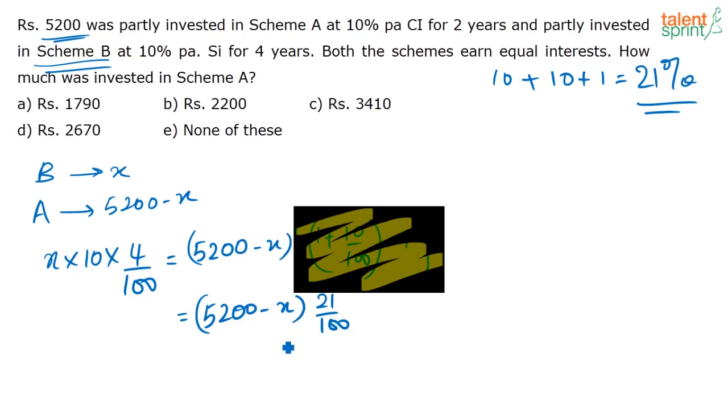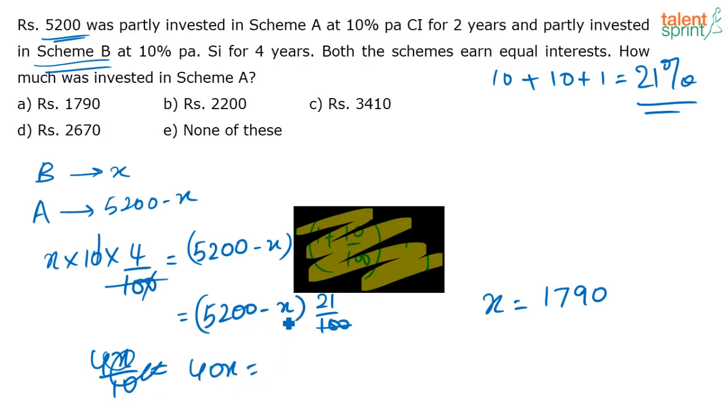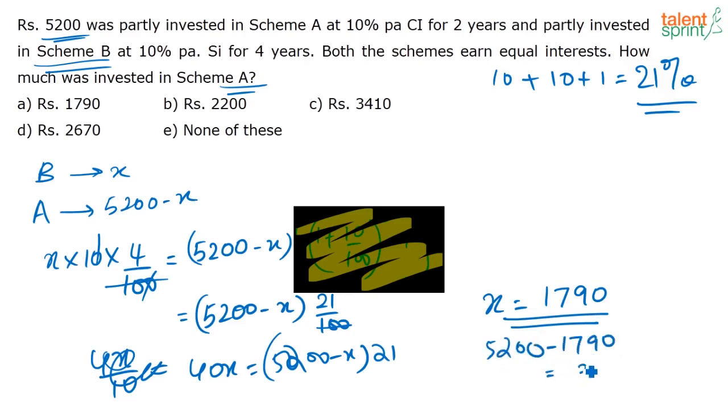Now if you equate these two, you can solve for X. So what is the value of X that you get? You get X is equal to 1790. Just calculate from these two: 4X by 10 is equal to, there is a 100 you can directly cancel. So you can write 40X is equal to (5200 minus X) into 21. Now you solve this, you get X is equal to 1790. And what are they asking in the question? The amount he has invested in scheme A, which is nothing but 5200 minus X, that is 5200 minus 1790, that is equal to 3410. So the answer for this question is option C.